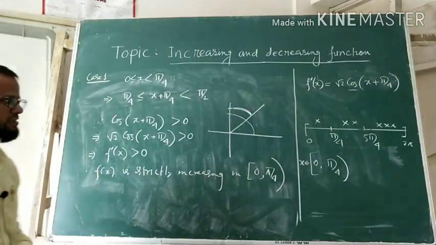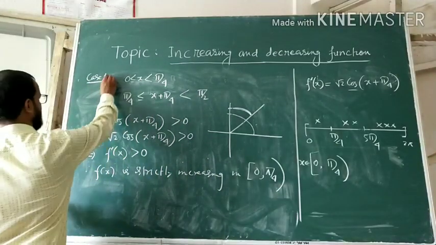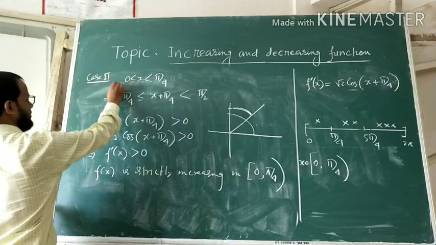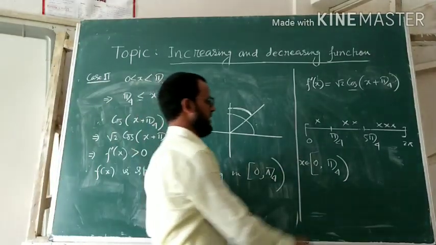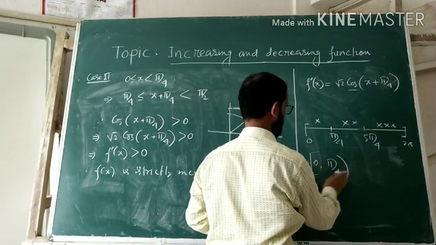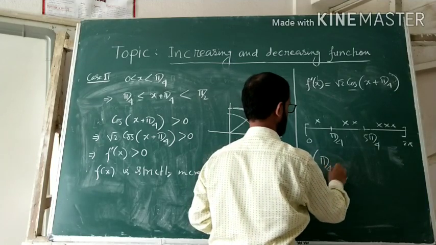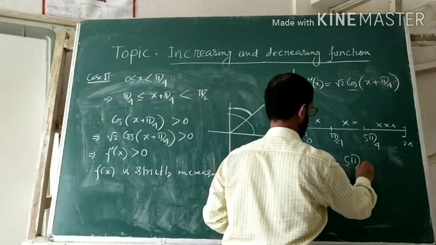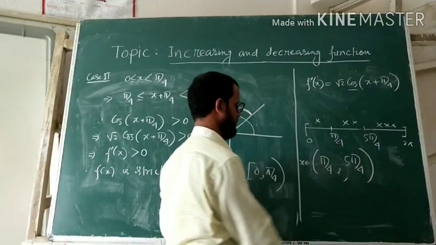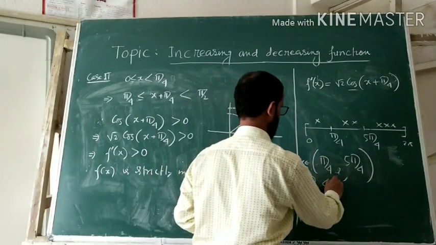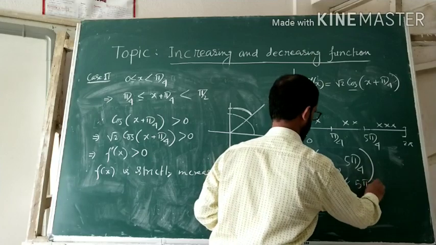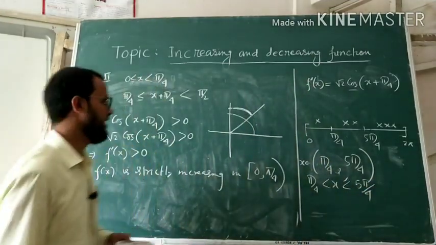Okay. So, first case is over. Now, case number 2. What is case 2? This is the interval. Your x is lying between what? X is lying between pi by 4 to 5 pi by 4. So, it means pi by 4 less than x less than 5 pi by 4. So, this is the second case.